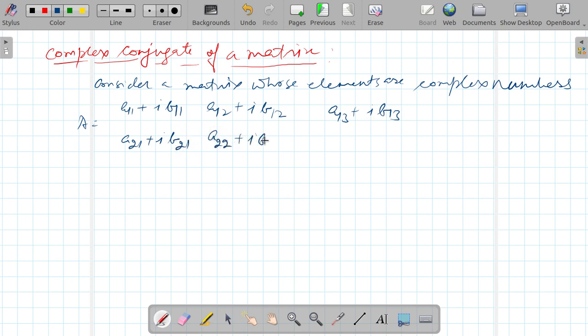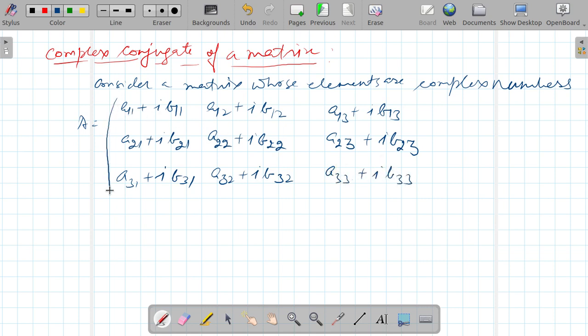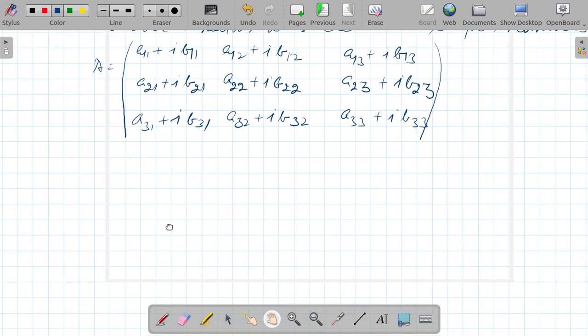A22 plus iota B22, A23 plus iota B23, A31 plus iota B31, A32 plus iota B32, A33 plus iota B33. Then its complex conjugate is defined as the complex conjugate of every element.